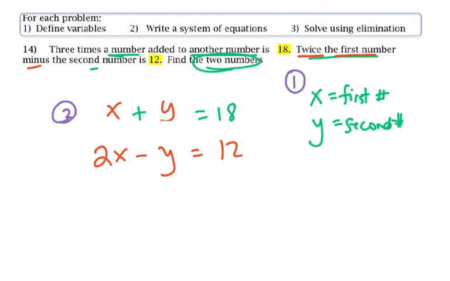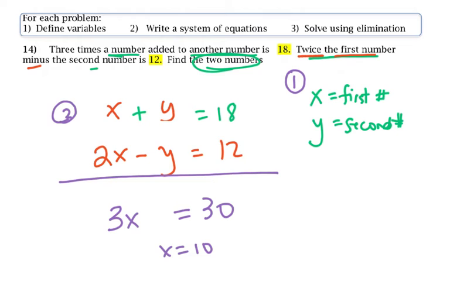So if I look at my y's, notice how they can be eliminated. And so all I have to do is add them together. The y and the negative y is gone. 12 and 18 is 30, so x is equal to 10. That means that the first number is equal to 10. And so you're going to write that out. Don't just say x is equal to 10. Tell me that that's the first number.